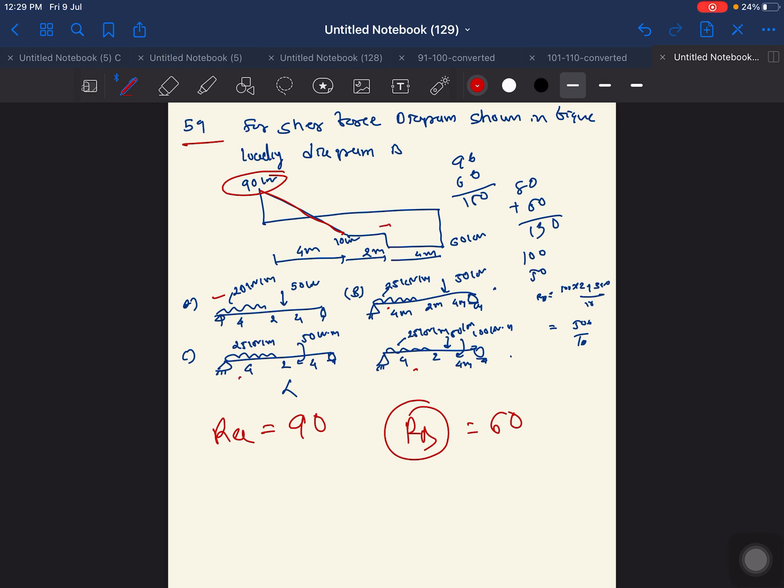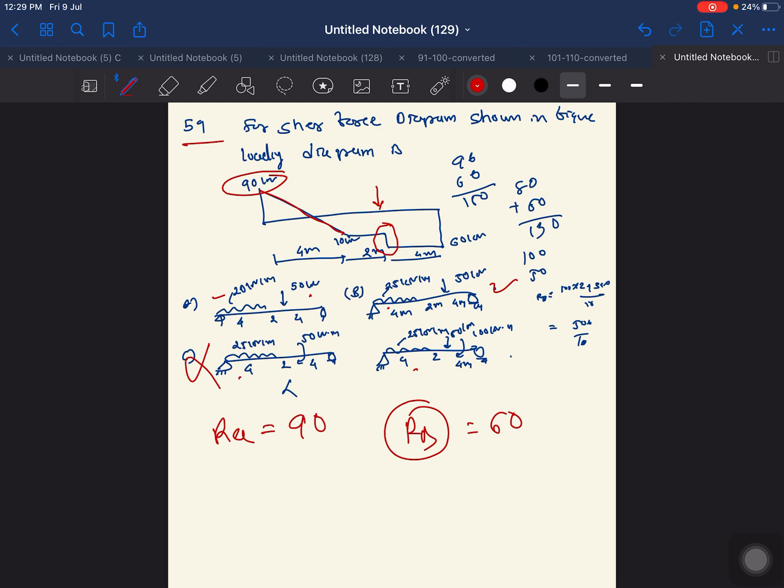Then there is a jump over here, which means a point load is located here. So let's see. The possibility of this is there, the possibility of this is also there, but this one is not possible. So again this is wrong, and this option is removed from our choice. Now we have three options, A, B and C.